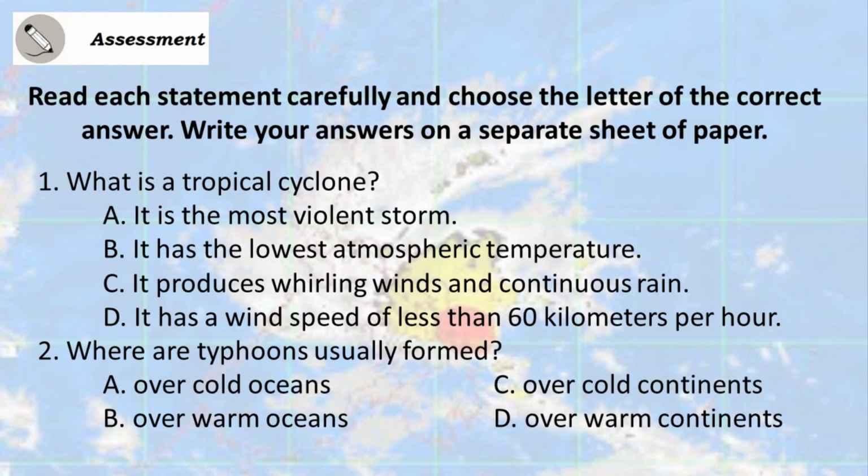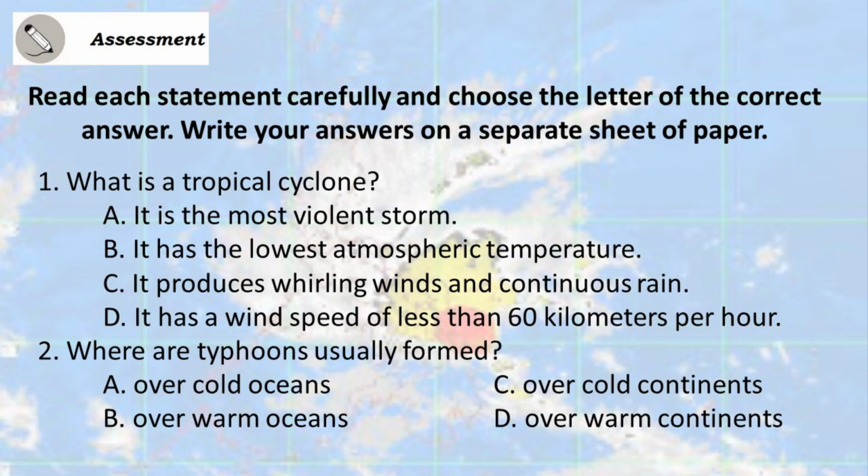Read and answer the following questions. Write the letter of the correct answers on a separate sheet of paper. 1. What is a tropical cyclone? A. It is the most violent storm. B. It has the lowest atmospheric temperature. C. It produces whirling winds and continuous rain. D. It has a wind speed of less than 60 km per hour.